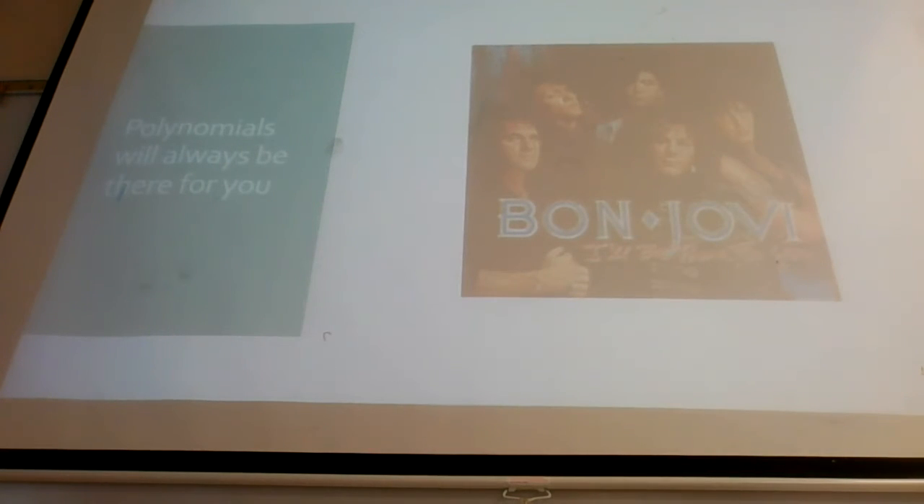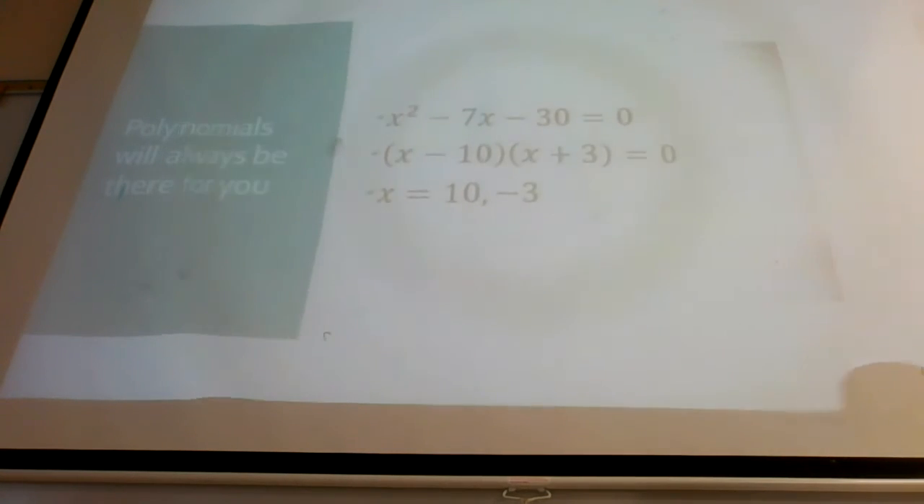All right, polynomials will always be there for you, no matter what. All right? So, if I'm going to factor x squared minus 7x minus 30 equals 0. All right, x squared minus 7x minus 30 equals 0. All right? A is 1, so I'm just looking for two numbers that go into 30 that subtract to 7: 10 and 3. If your perspective is add up to negative 7, then you have the negative 10 plus 3.